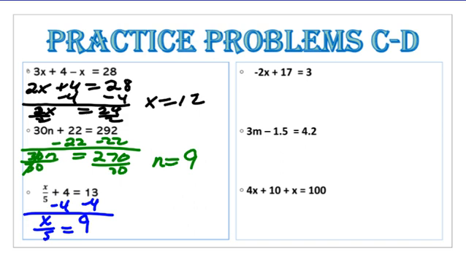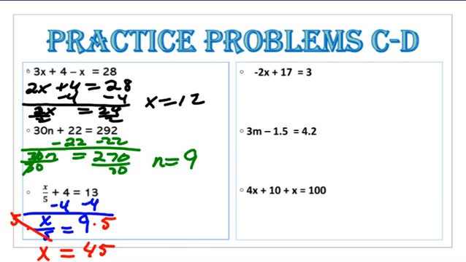But now the opposite of dividing by 5 is multiplying by 5. So I'm going to multiply by 5 on both sides. So now 5 divided by 5 is just x. Whatever I do on one side, I must do on the other side. So multiply 9 times 5, and I get 45.